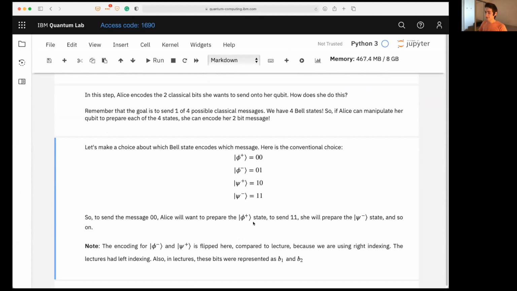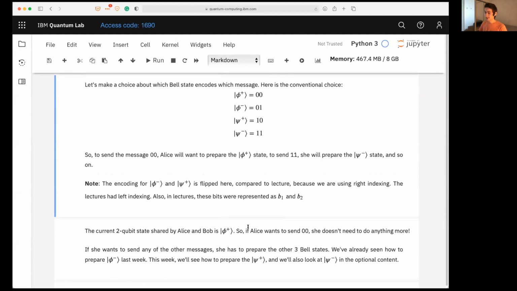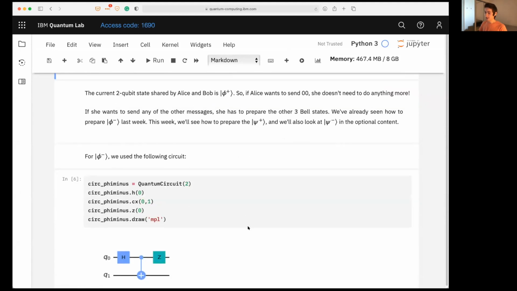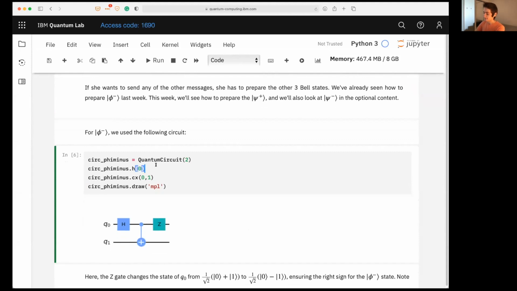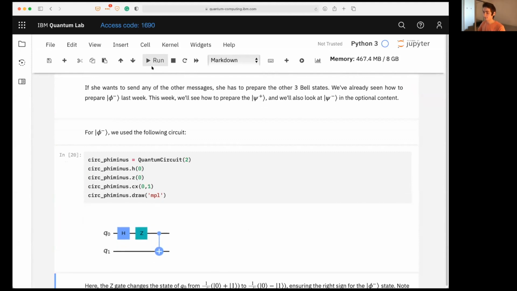Now, there is one technicality we have to discuss here, which is the phi minus circuit. In last week's lab, when we looked at the phi minus circuit, we saw something like this. We saw, as I said before, H, Z, C naught. And we used the state vector simulator. We confirmed that this did what we wanted. For this, it's going to be easier to see what's going on if we move the Z gate after the C naught.